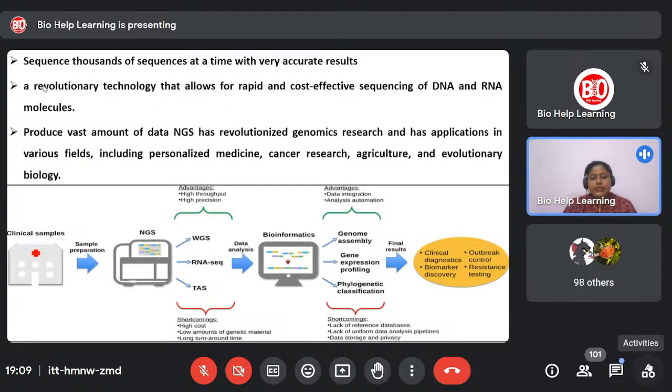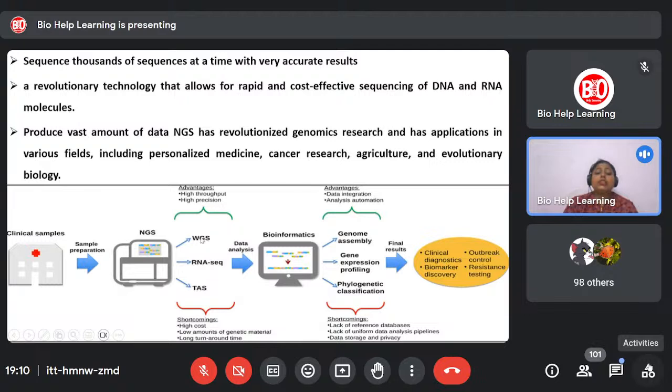Here is a pictorial diagram of how NGS works. First, the clinical sample, or any sample of interest, whichever you want to take. After the sample, you have to extract the DNA or RNA of your interest, and then you can carry out the NGS experiment. But NGS is broad, so you have to choose which one you want: WGS, whole genome sequencing, RNA sequencing, or transcriptome sequencing. Among the three, whichever you have interest in, you just choose.